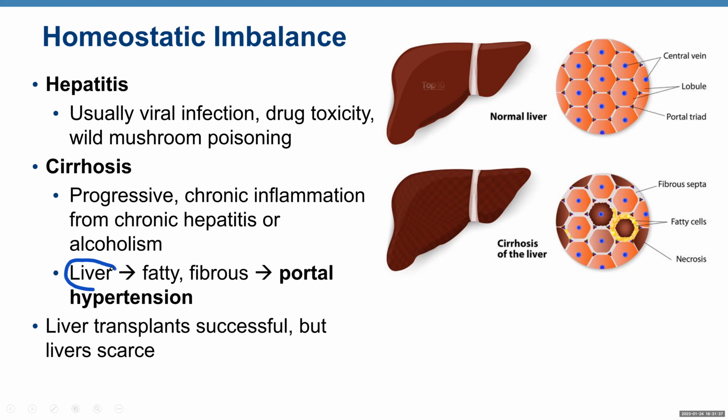So if the liver is under inflammation for a long period of time, it starts forming scars. So that will be fibrosis and fatty liver. So fibrosis and fatty liver cause portal hypertension. So blood pressure is high, but it's related to the liver, not to a heart condition.